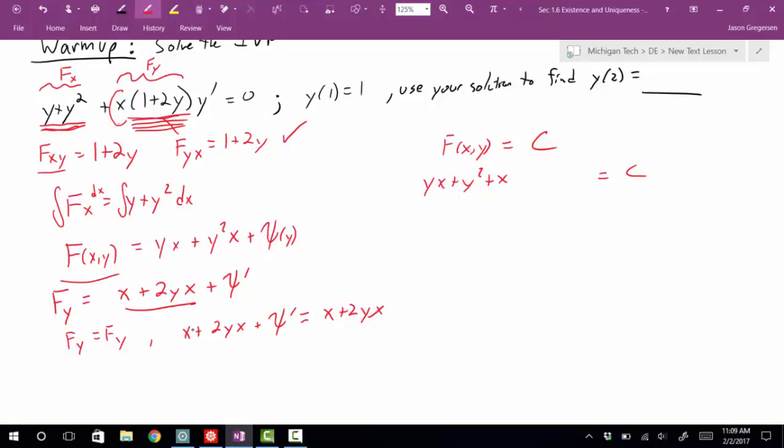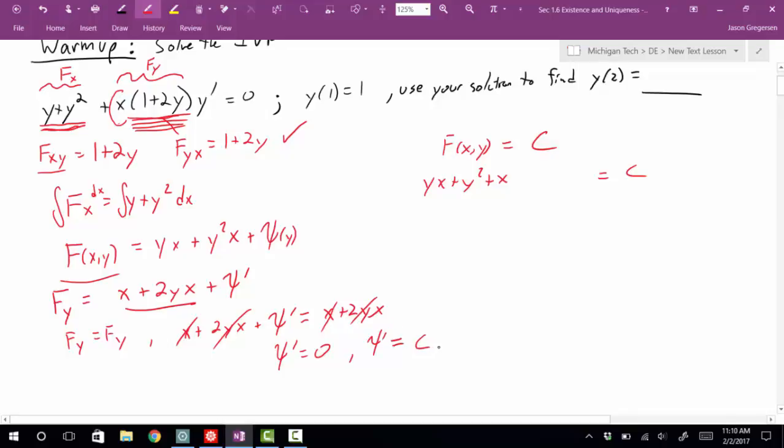All right, so now I subtract x from both sides. I subtract 2yx from both sides. I'm left with psi prime equals 0. Is that okay? Sure, that's fine. As long as it's not psi prime equals 2x or x squared. As long as there are no x's on that right-hand side, then I'm fine. But if the derivative is equal to 0, then what is psi?